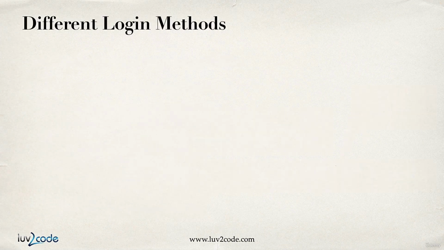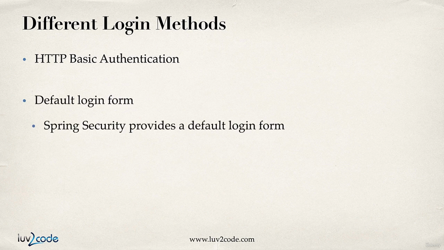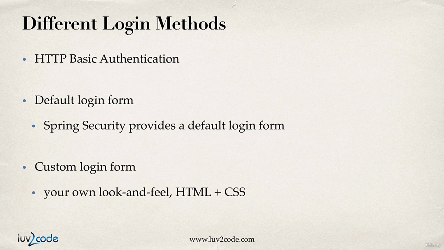Alrighty, now when you log into the application, there are different options on how you can log in. You can make use of HTTP basic authentication. There's also support for a default login form. So Spring will actually give you a default login form if you don't have one, which is pretty neat. And we'll see some examples of that in this class. And then you can also create your own custom login form where you can provide your own look and feel using whatever HTML, CSS, and JavaScript that you want.